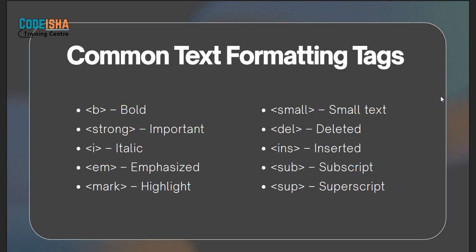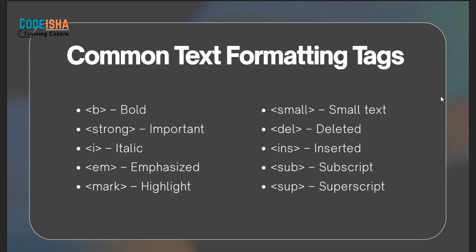Coming to italic and emphasized: the i tag is for italic and the em tag is for emphasis. These two also look like the same thing. The i tag is a physical tag, and em is a semantic tag. And the mark tag is used for highlighting text.